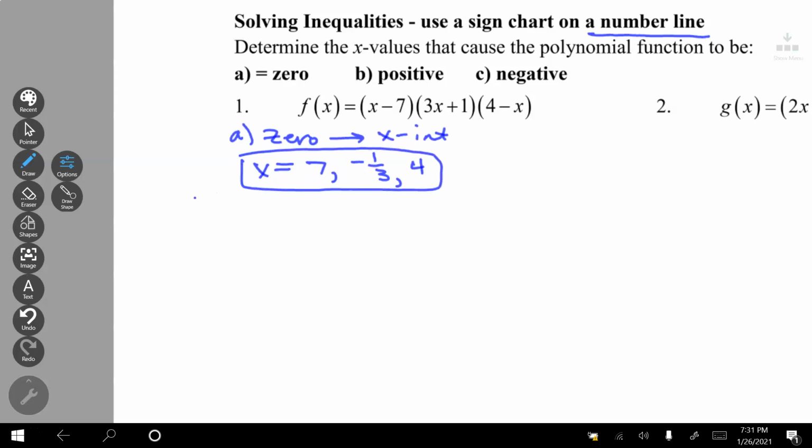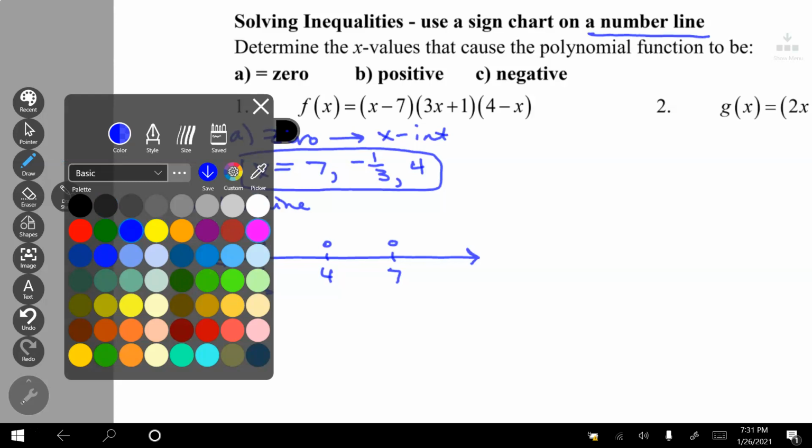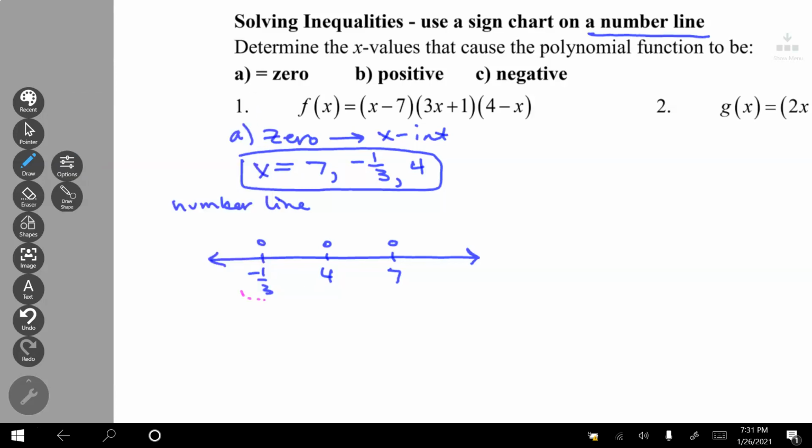So off of that, I'm going to make a number line. I'm just going to draw a number line. I do not put 0 on my number line because none of these numbers are 0. I do put them in order. I don't care about the spacing. So my lowest one is negative 1/3, and then I have 4, and then I have 7. I'm going to put little zeros above them, these tick marks, because those numbers for x represent the zeros of the graph. So these numbers here are all x values.